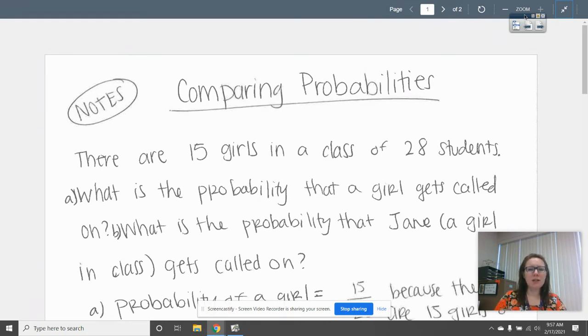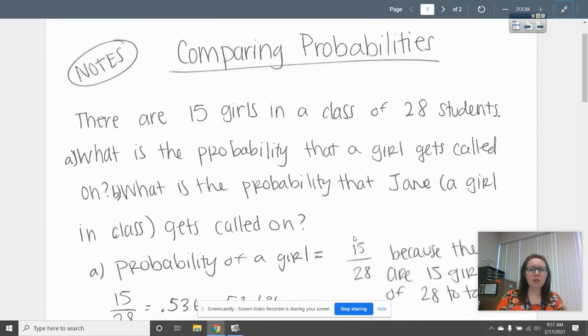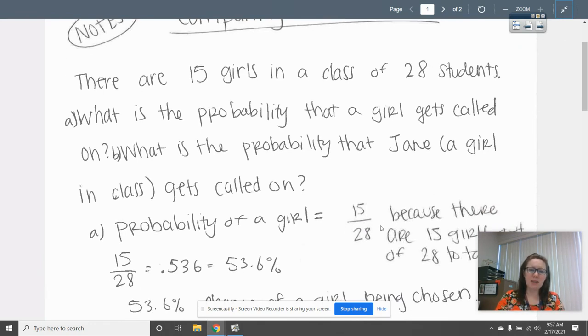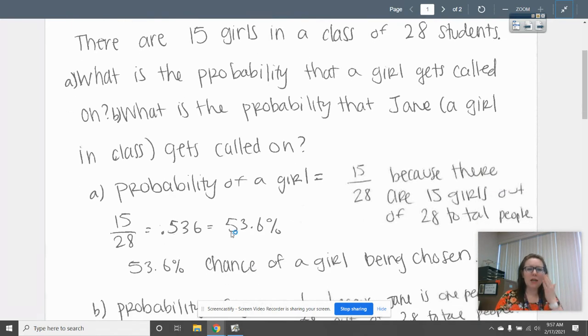There are 15 girls in a class of 28 students. A, what is the probability that a girl gets called on? B, what is the probability that Jane, a girl in class, gets called on? So, probability of a girl, right? We just do 15 over 28 because there's 15 girls in the class, there's 28 total students. Okay, that's the probability of choosing a girl. It ends up at, looks like it's almost 54%. That's the probability of choosing a girl, a little over 50% of the chance.